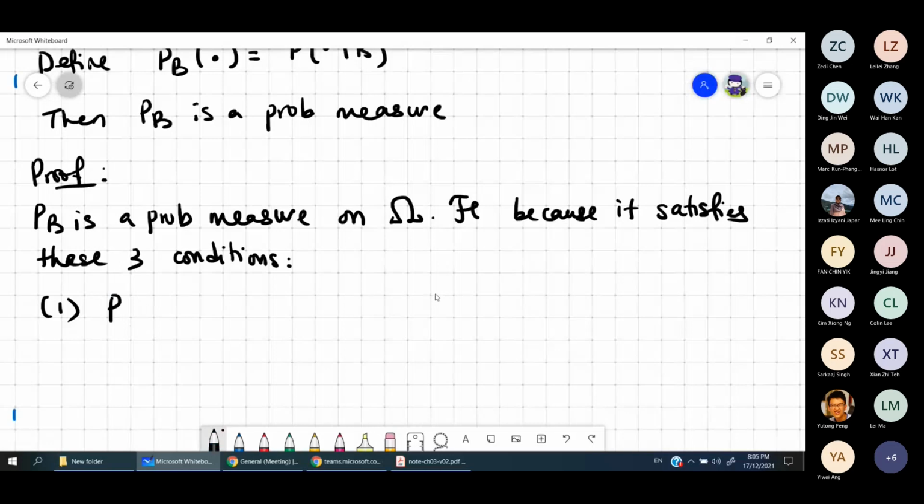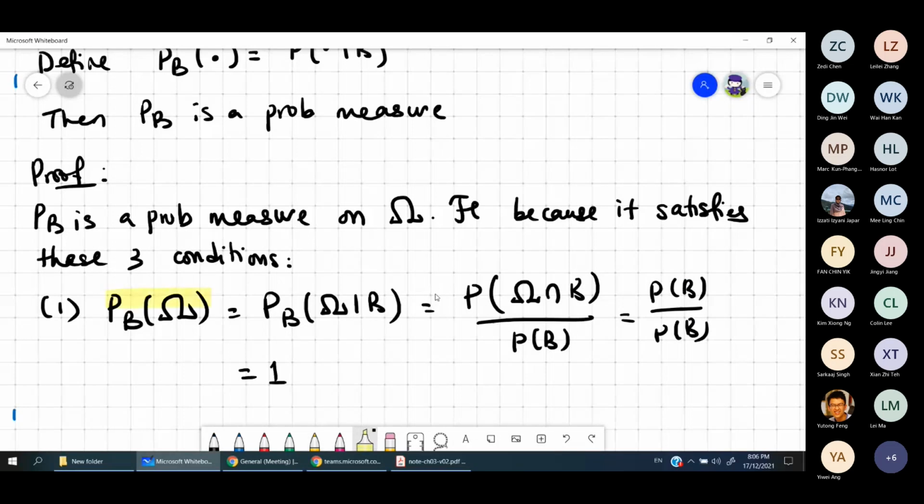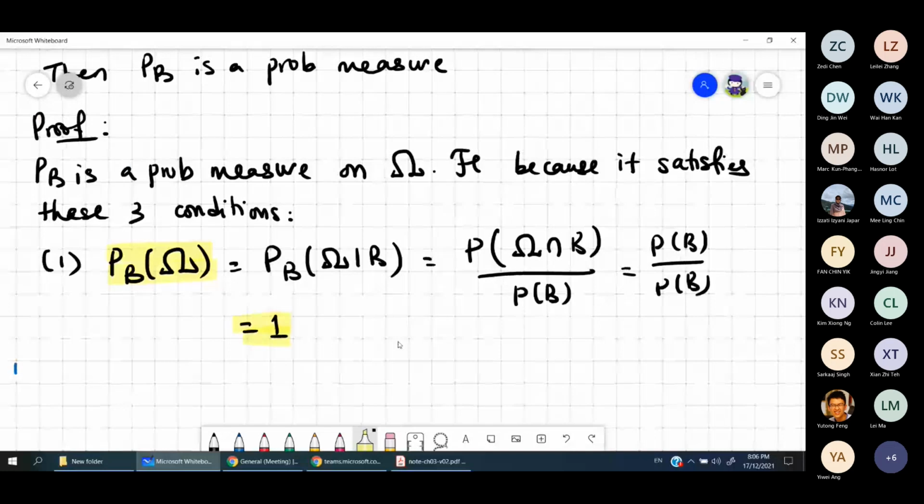So P_B of Omega, according to the definition, is P(Omega and B) over P(B). This clearly equals P(B) over P(B), which is equal to 1. So that's why we get P of Omega is equal to 1. So this is the first condition that we wanted to be satisfied.